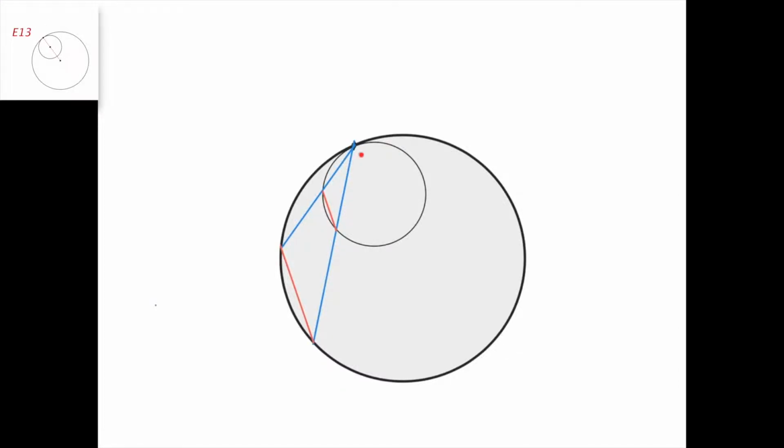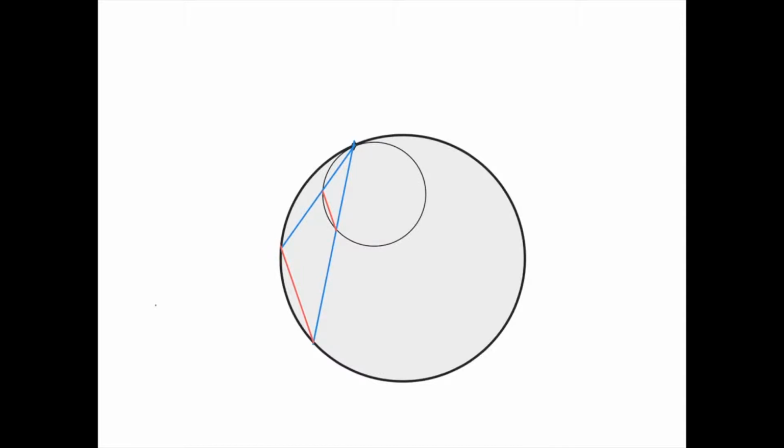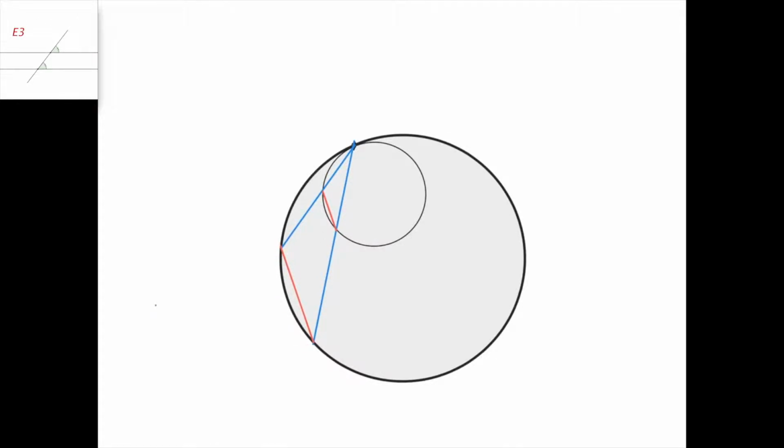Suppose we have two circles that are tangent at this point. Then draw two lines that pass through the point of tangency of the two circles and that intersect the two circles at these 4 points. Now prove that this segment is parallel to this segment.